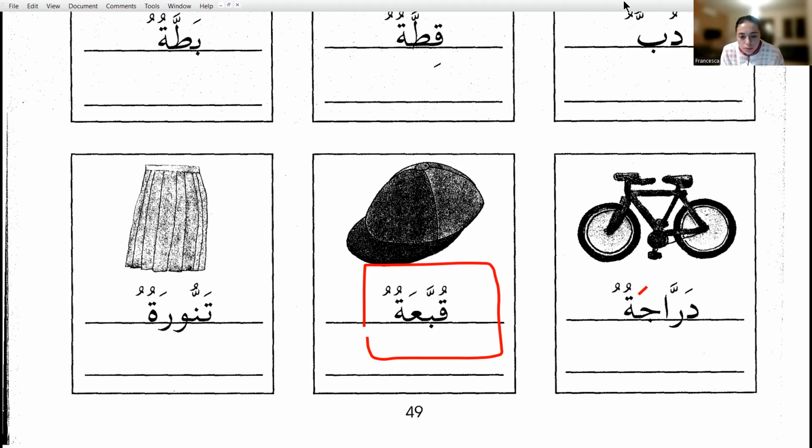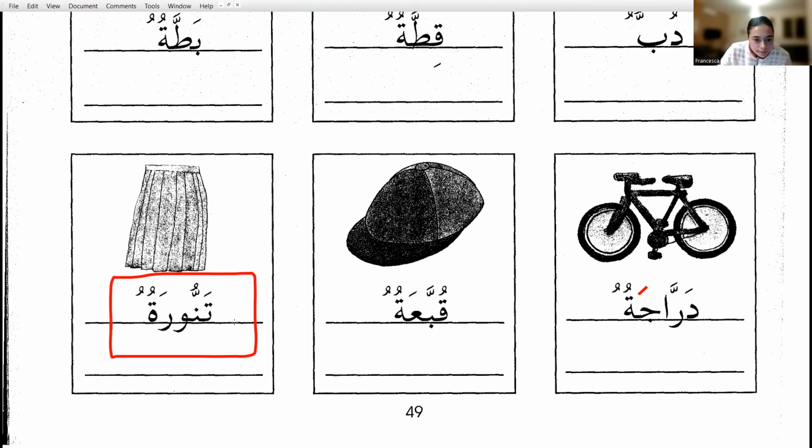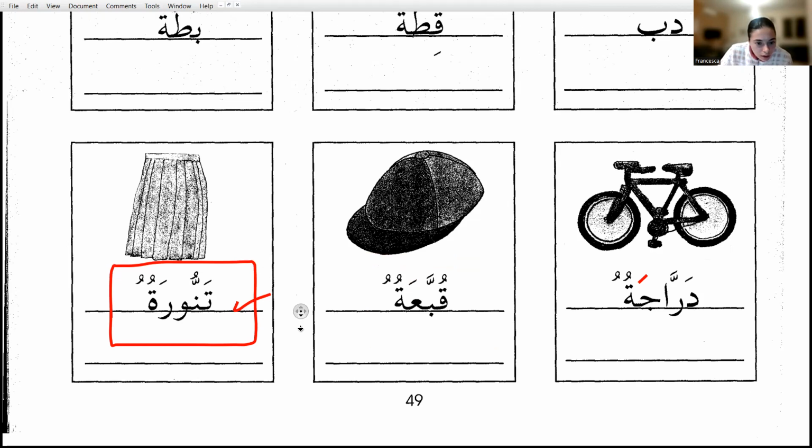قبعة، قبعات. Excellent. Very good, Francesca. قبعات. Yes, very good. And this one, please.